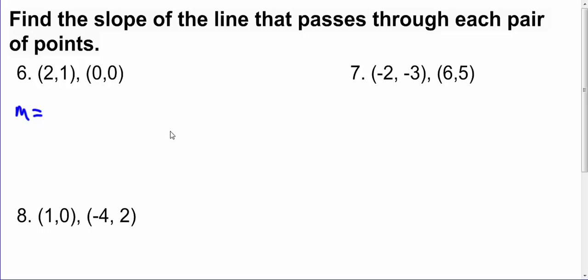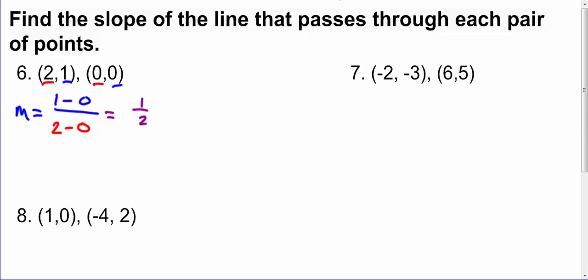All right, and m is going to be the change in y, y2 minus y1, divided by x2 minus x1. Or in this case, I'm going to write it this way, 1 minus 0, that's these two values right here, divided by 2 minus 0. And then we can simplify that, 1 over 2. That's the slope of that line. Now again, you could graph that and draw the line and count spaces if you'd like, or we can just use the formula and get our answer that way.